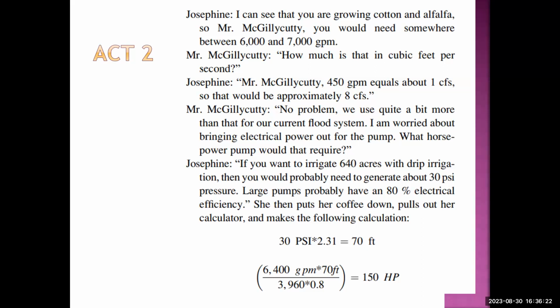You don't have to keep saying my name. It's okay. No problem. We just use quite a bit more than that for our current flood system. I'm worried about bringing electrical power out for the pump. What horsepower pump would that require? If you want to irrigate 640 acres with drip irrigation, then you would probably need to generate about 30 psi pressure. Large pumps probably have an 80% electrical efficiency. She then puts her coffee down, pulls out her calculator, and makes the following calculation. 30 psi times 2.31 equals 70 feet.